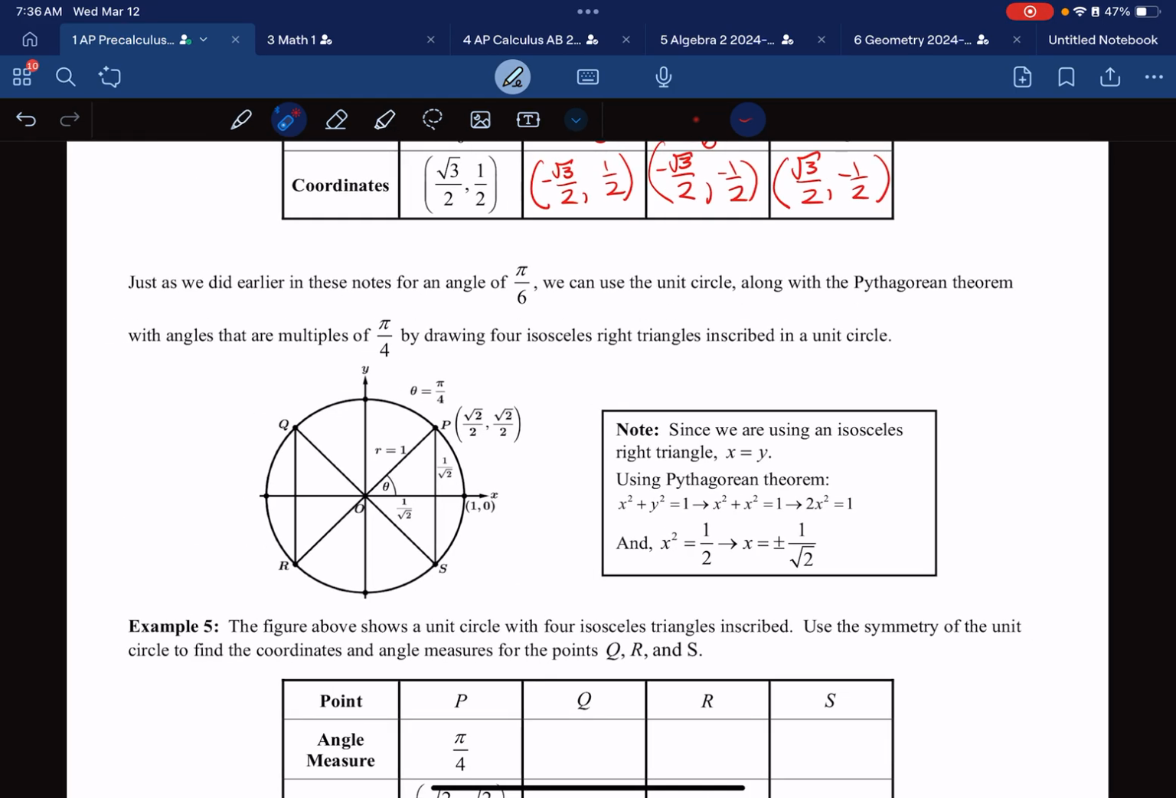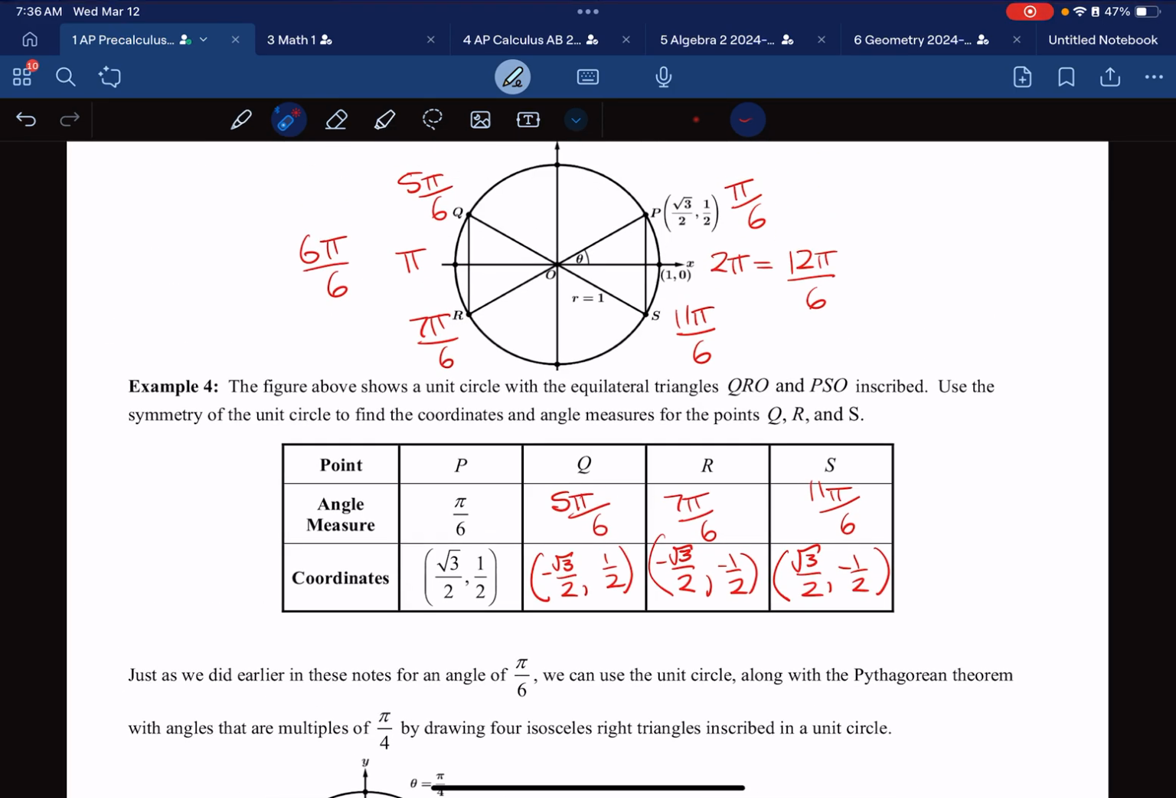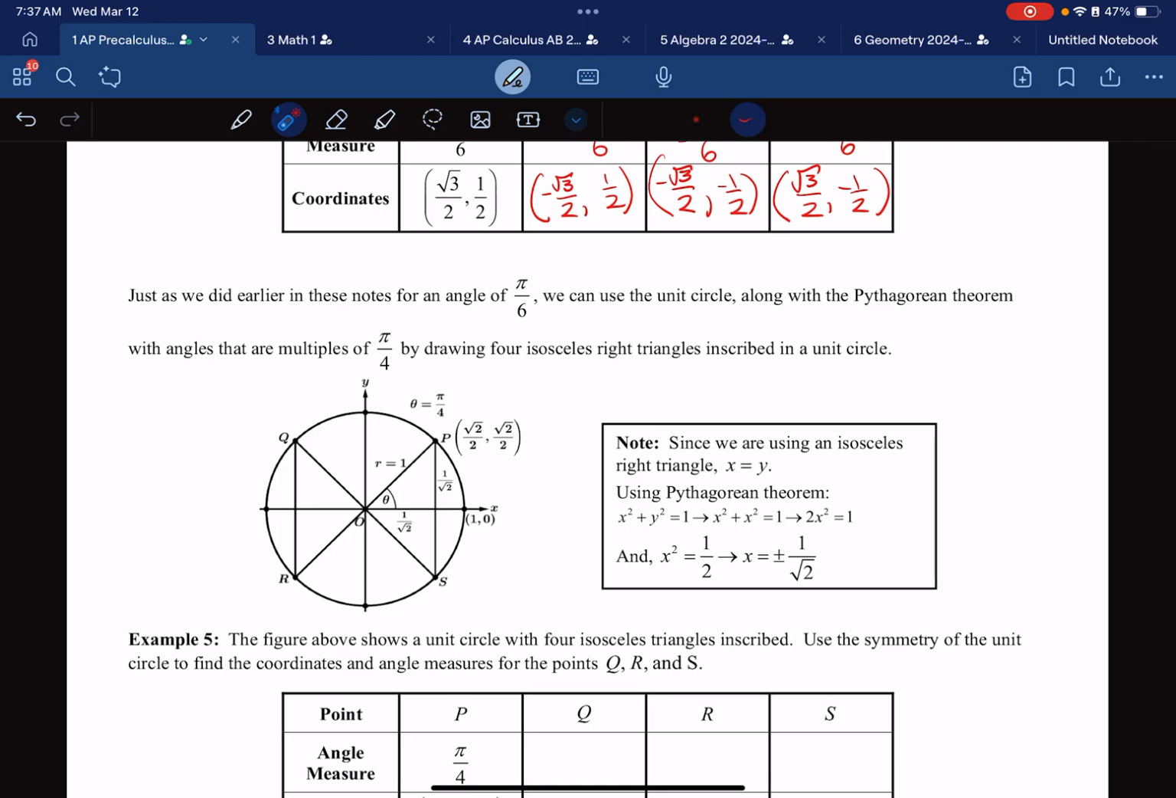All right, let's try another. So now, instead of doing all these pi's over 6's, by the way, those always live closest to the x-axis if you're trying to remember those. Then we're going to do the ones that live in the middle. When we're living in the middle, we're doing pi's over 4, or something over 4.